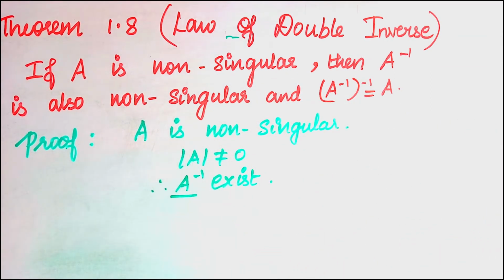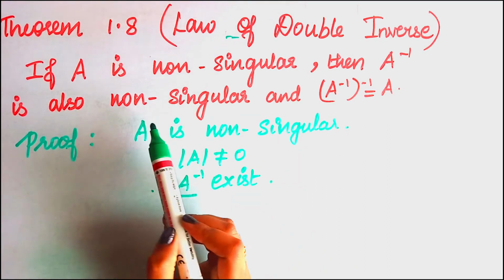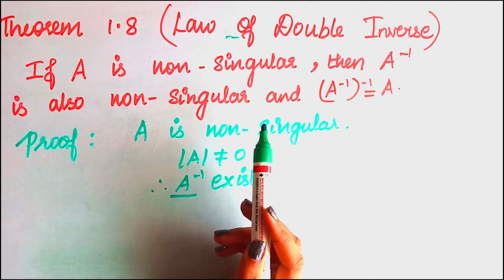So let's prove the first part, which is A inverse is also a non-singular matrix.